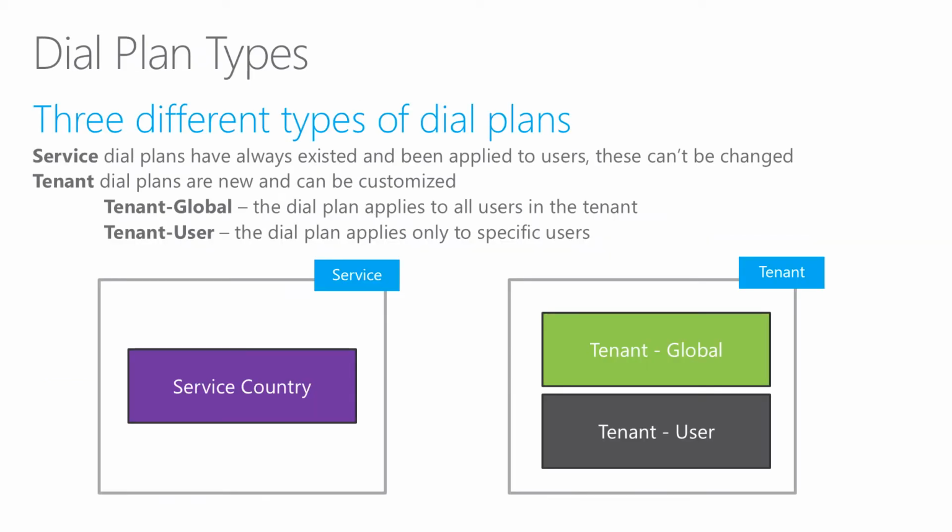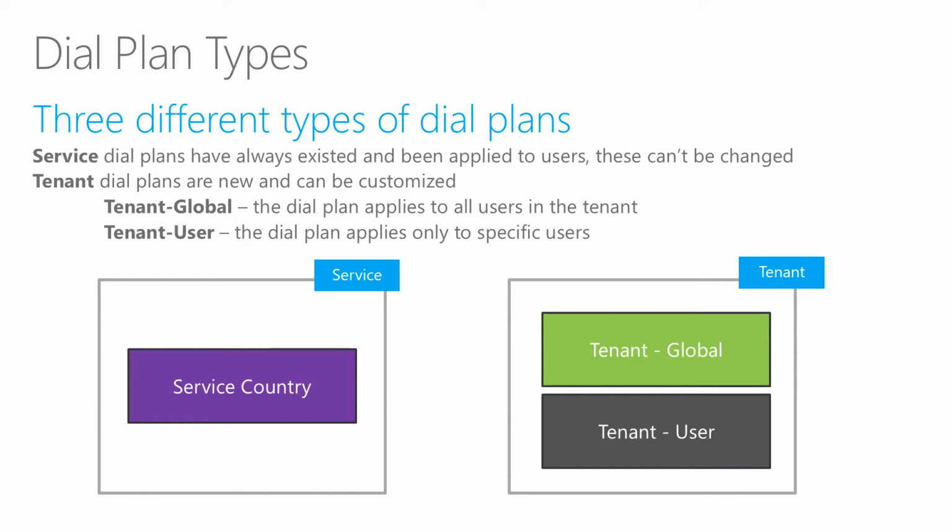With the introduction of tenant dial plans, we now have 3 different types of dial plans that we support in Skype for Business Online. The first type of dial plan is a service dial plan, and this was shown on the last screen, and the example that I showed there was the US region for the service dial plan. This dial plan has always existed and been applied to users, and it can't be changed. There was no way that you could turn it off even if you wanted to, or change any of the rules that existed in it.